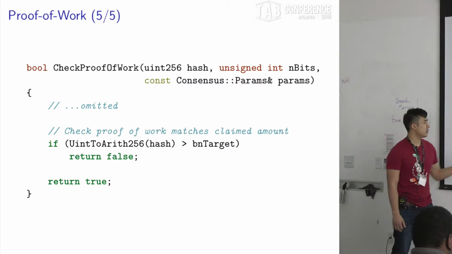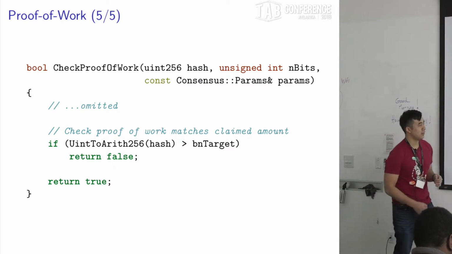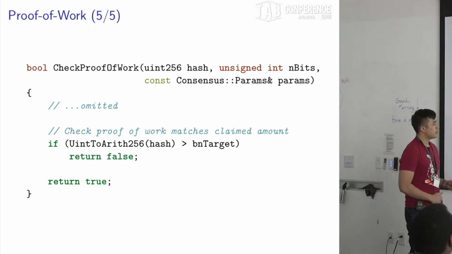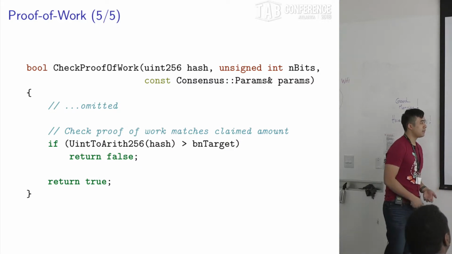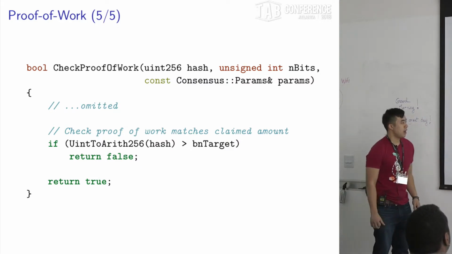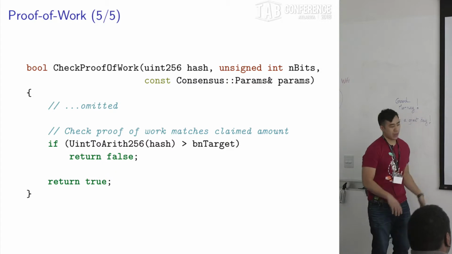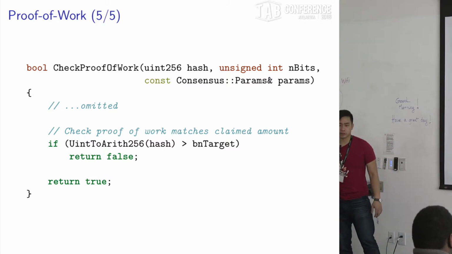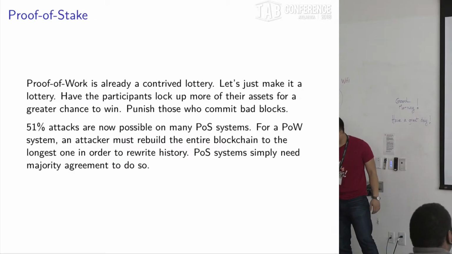And basically you just check, did we get our target? Was it all right? Or did we fail? And that's essentially it, just checking the zero bits. This is taken directly from Bitcoin Core.